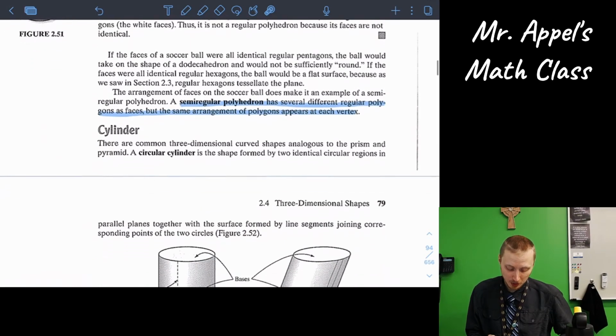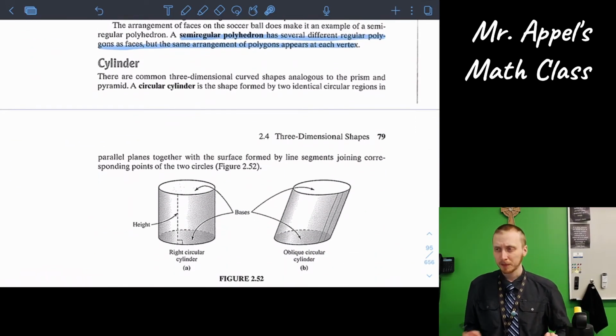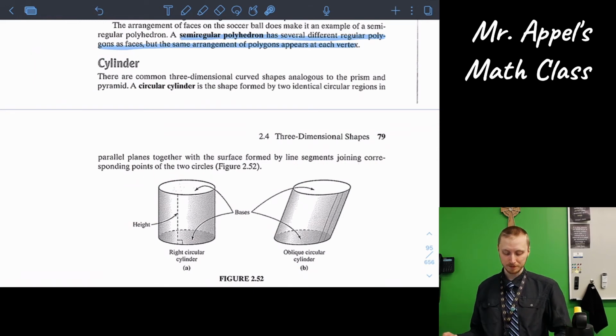Okay, now on to the round ones. Cylinder. There are common 3-dimensional curved shapes analogous to the prism and pyramid. A circular cylinder is the shape formed by 2 identical circular regions in parallel planes together, with the surface formed by line segments joining corresponding points of the 2 circles.